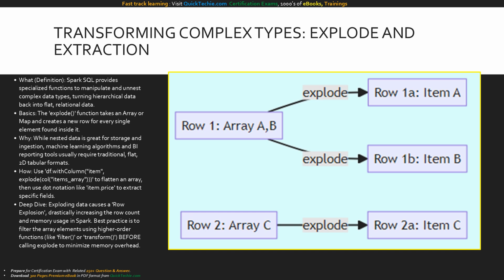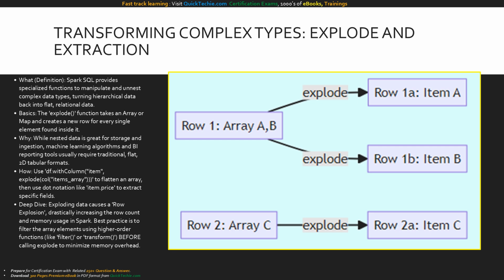Explode causes a row explosion. If an array has 100 items, one row instantly becomes 100 rows in memory. To optimize performance, always try to use Spark's higher-order functions to filter out unwanted array elements before you apply the explode function. This visual elegantly displays the mechanics of the explode function.